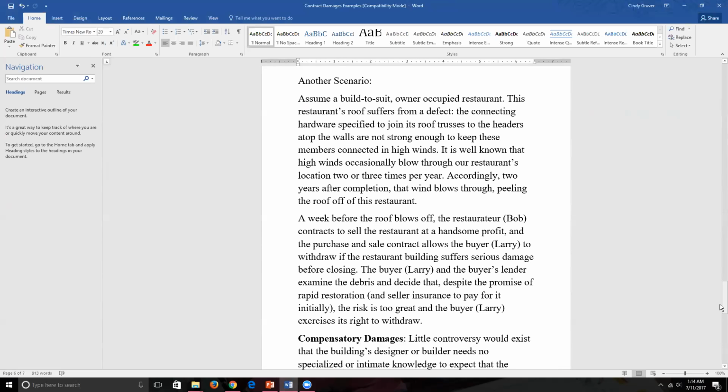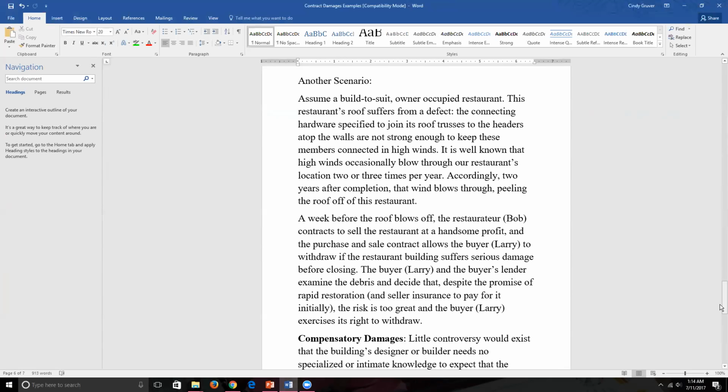Anyway, things are going along fine. A year or two has passed. So far, so good. There's not been any problems with the roof. Bob, the restaurateur, has no reason to think there's any problems with the roof. Anyway, he decides he's had enough of the restaurant business and he decides to sell it. He's going to sell it to Larry.